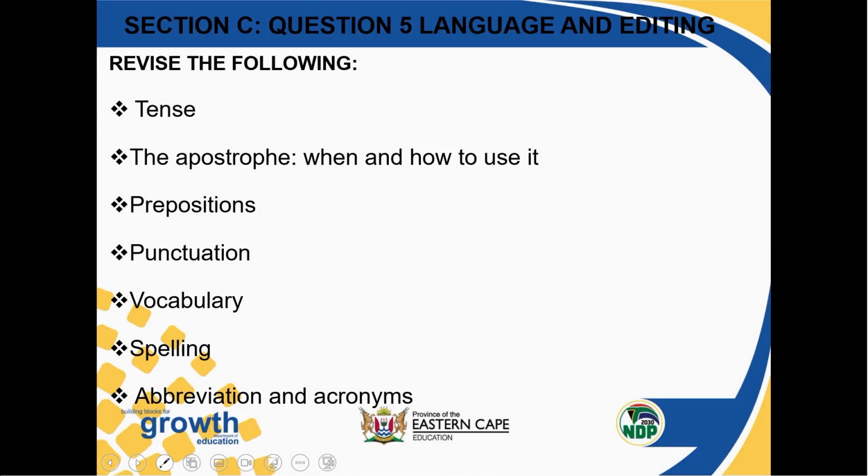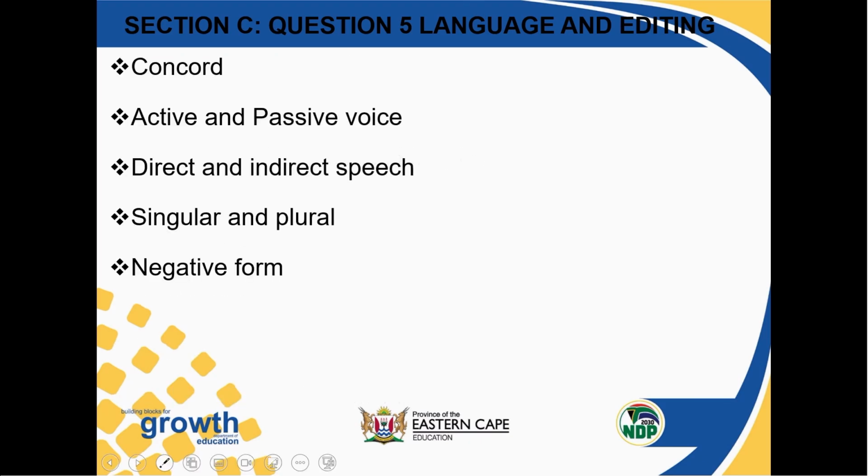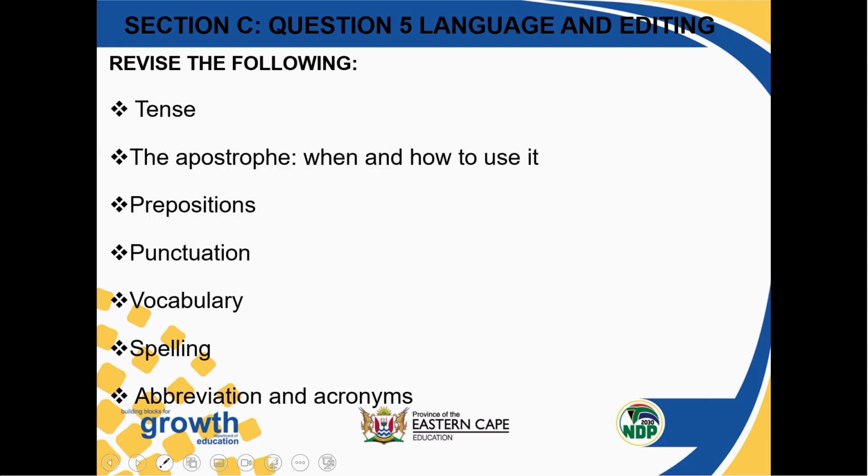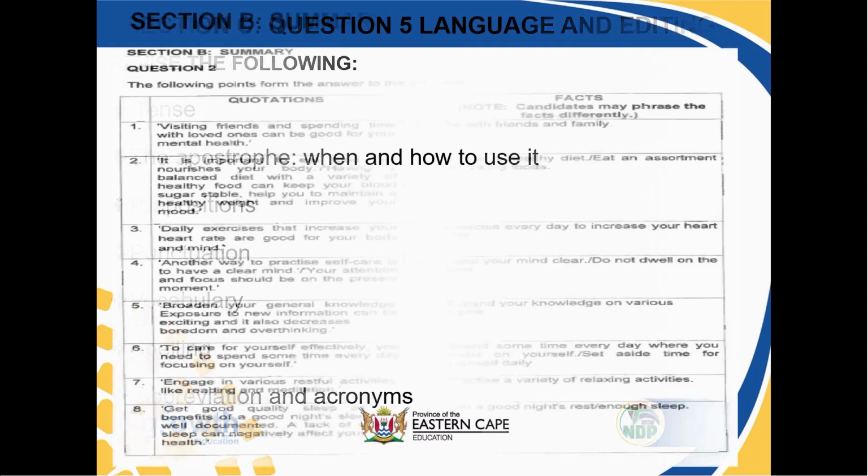Right. So that's how you find points in summary writing. And it is very easy to get the 10 marks for summary writing. Just make sure that you practice and then you are able to score marks there. Right. Now let's move to section C. Now your section C is language and editing. Now you should expect the following from section C.